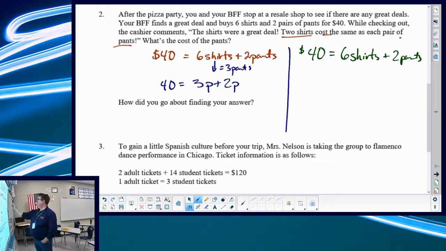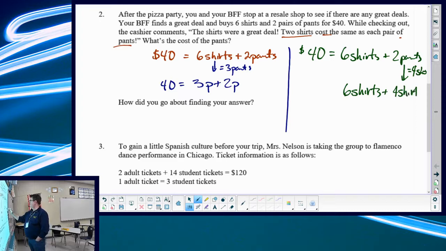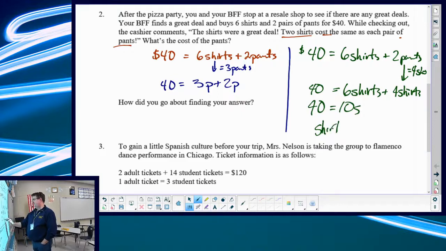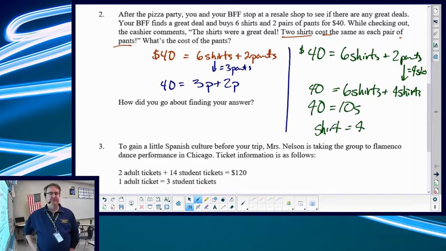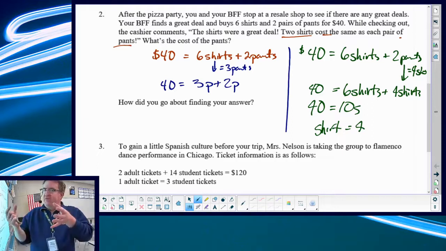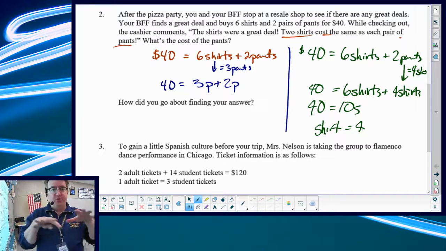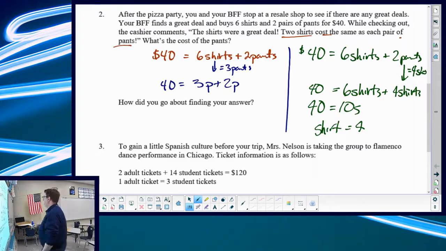But anyway, what they ended up doing, well, wait a second, each pair of pants was 2 shirts. So this is equal to 4 shirts. So they went 4 shirts, 6 shirts, and that has to equal $40. So then they got 10 shirts. So each shirt equals $4. And then they doubled it to get the pants. Okay? But this idea of taking one value and trading it for something else, that's going to be the whole gist of what we're doing today. You'll see what I mean by this last problem.